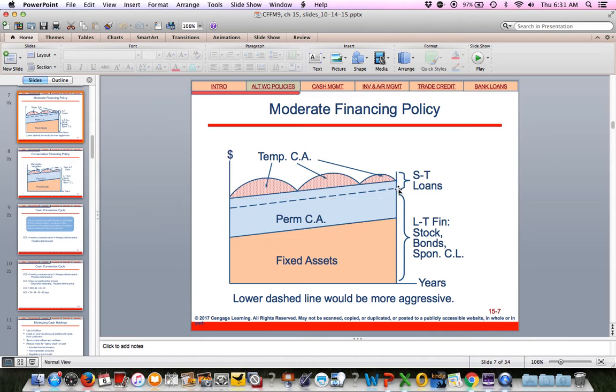There's obviously fluctuation, and that fluctuation is what they call the temporary current assets. So as we have seasonality in a business, inventory balances will go up and down, receivable balances will go up and down, and that fluctuating portion of the current assets is what we're going to finance with short-term loans. But you can see here we're also financing a little bit of our permanent current assets with short-term loans, but most of our permanent current assets we're treating as if they were fixed assets and using long-term financing to acquire those.